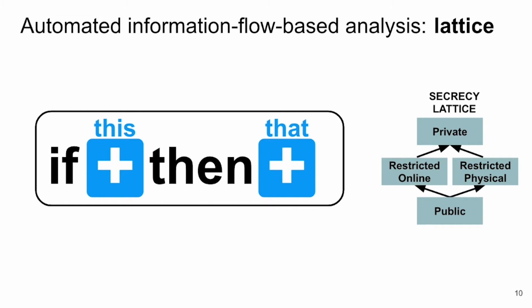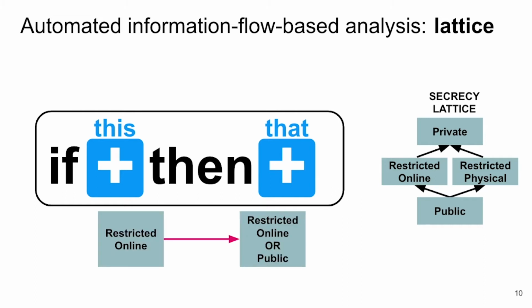Some triggers and actions can have multiple labels. For example, an action that creates a Twitter post could be restricted online or public, depending on whether the Twitter account is public or protected. In this case, we consider all possible combinations of trigger and action labels, and if any of the flows are violating, we consider the rule violating.